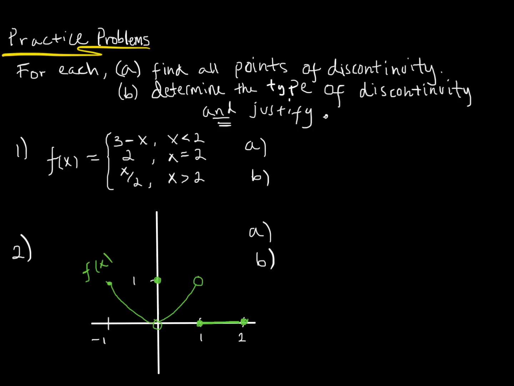Alright, so for number 1, you can construct a graph if it helps you visualize, but if not, you don't need to, because you can decide for each piece, whether it's continuous or not, on its own, and it shouldn't be too hard to figure out the points that you're concerned about. But if you do need to graph it, go ahead and construct a graph. For number 2, follow our same criteria for evaluating discontinuity of piecewise functions, and make sure that you classify each discontinuity as a particular type.